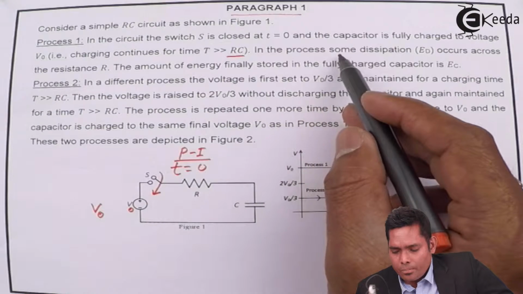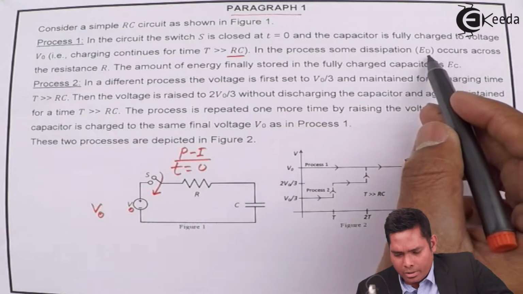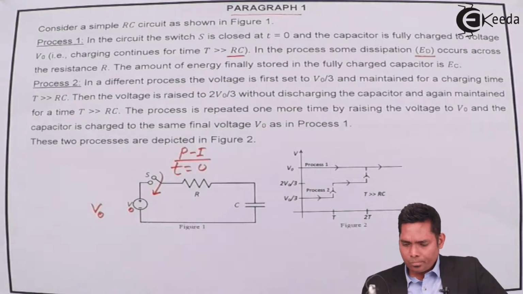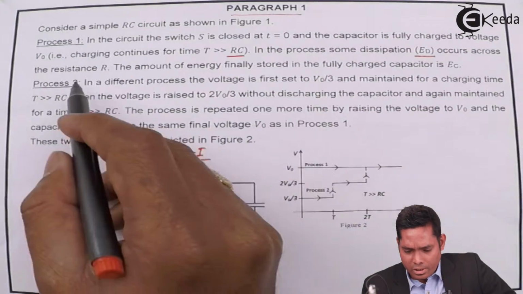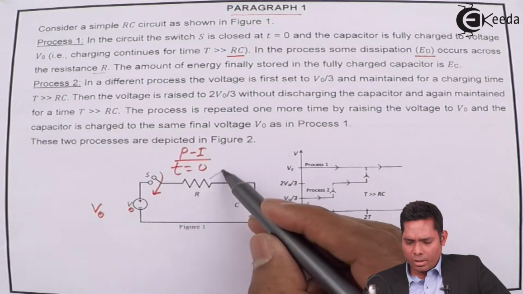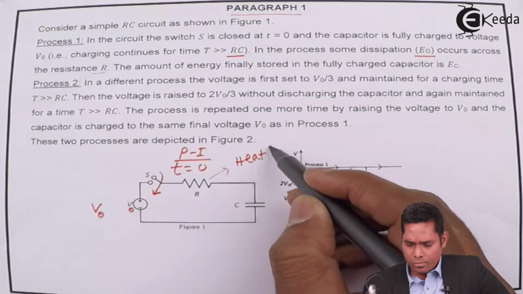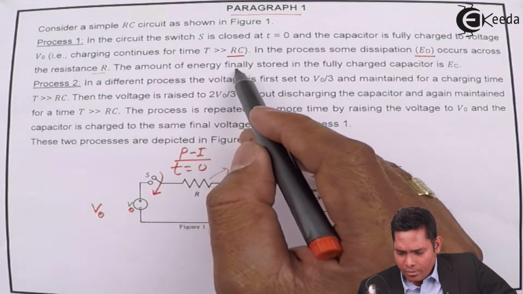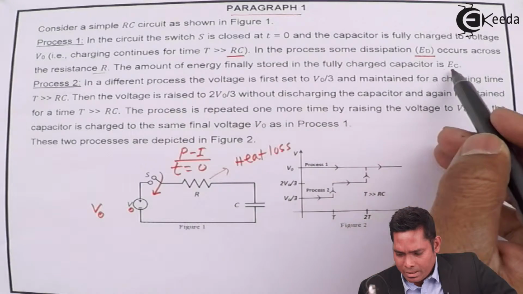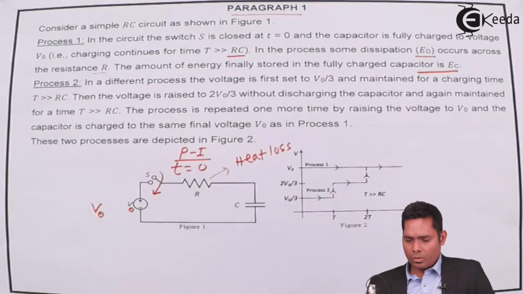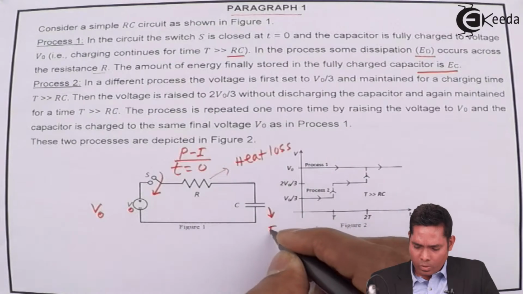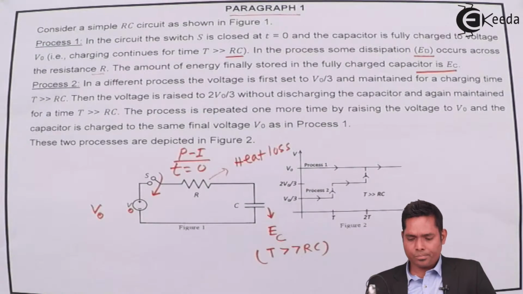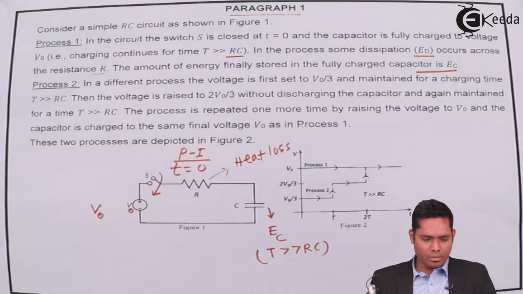In the process, some dissipation occurs. That is the energy lost, in the form of heat, obviously. The heat loss occurs across the resistor. So there is loss of heat here, the energy lost in the form of heat. The amount of energy finally stored in the fully charged capacitor is EC. So the final energy stored in the capacitor for time t much greater than RC is this. This is process number 1.